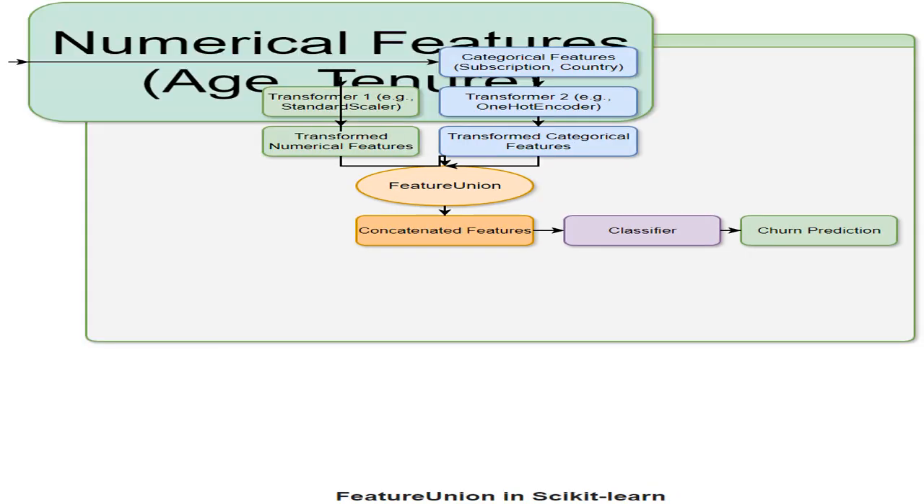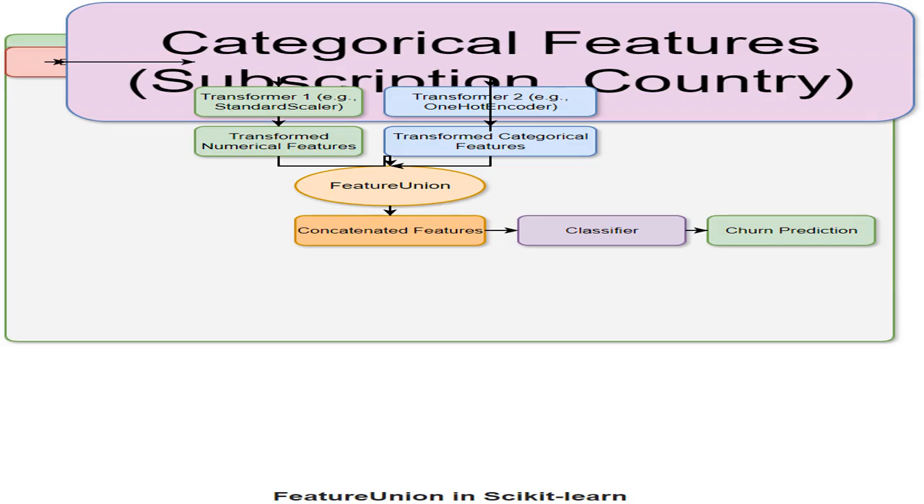These are features represented by numbers. Age represents the customer's age, and tenure represents the duration of their subscription in a relevant unit like months or years. These are likely to be preprocessed using methods such as standardization or normalization. These are features representing categories or groups. Subscription might include categories like basic, premium, etc., while country would list the different countries where customers are located. These features typically need to be converted into numerical representations, often using techniques like one-hot encoding, before they can be used in a machine learning model.